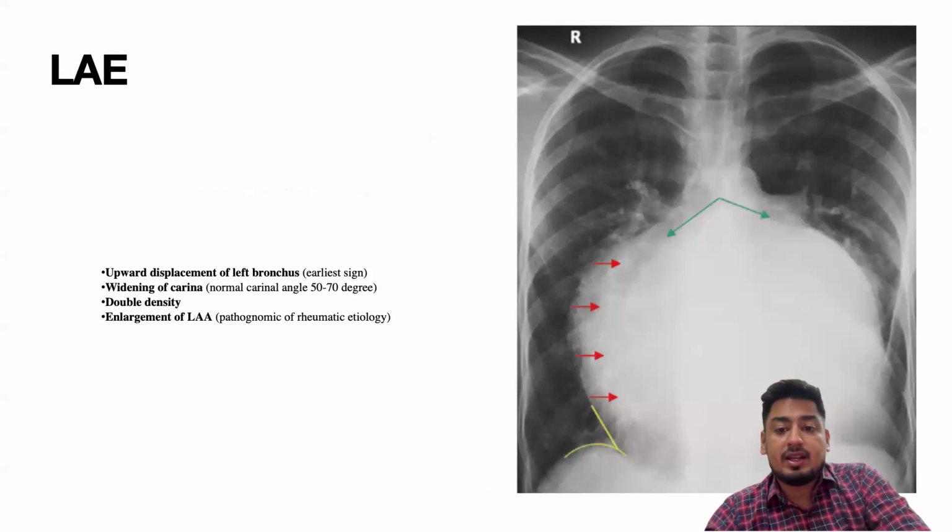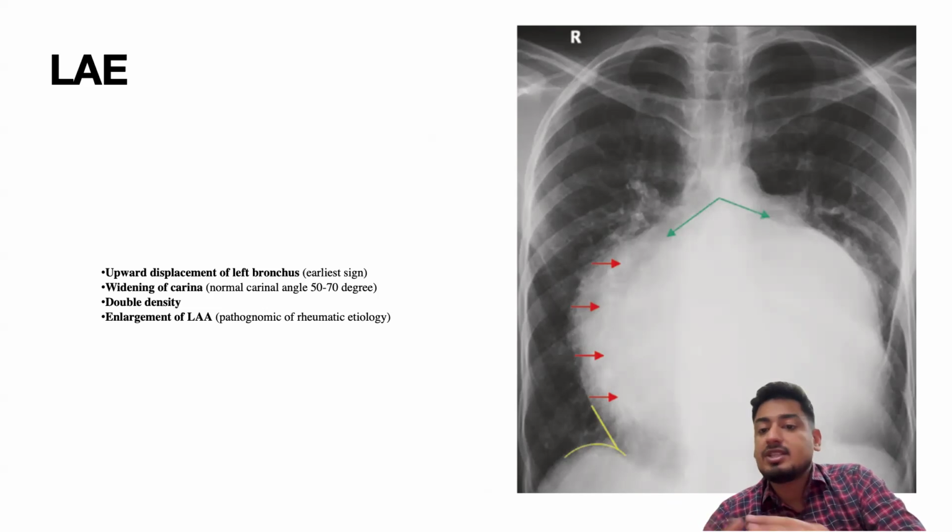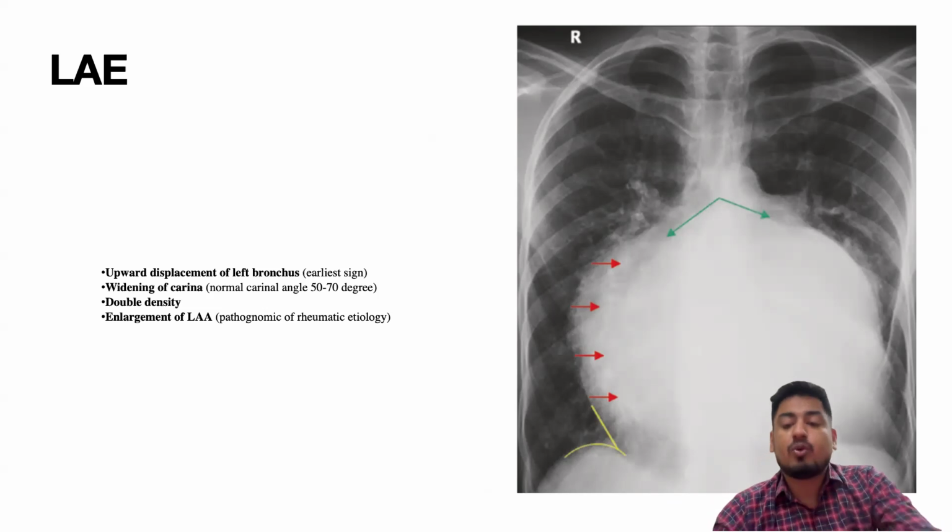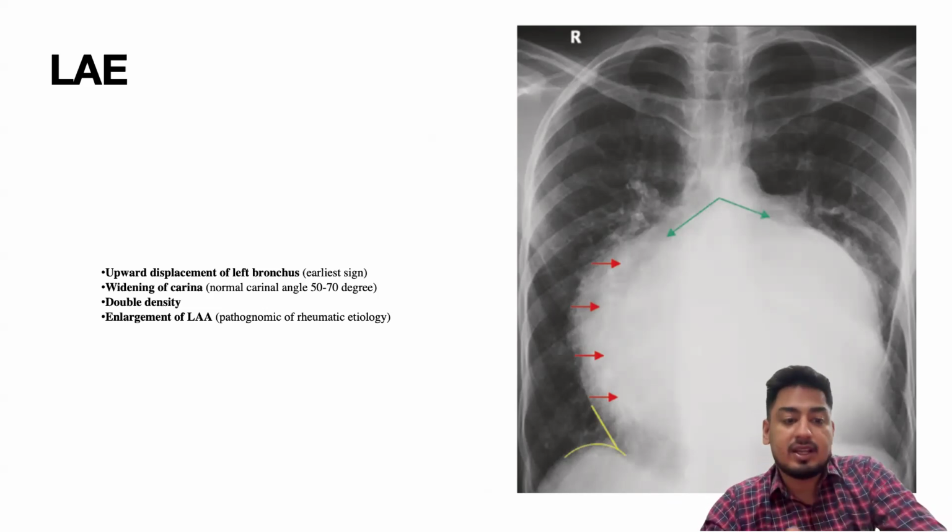So, how to tell LA enlargement? One thing is there is upward displacement of the left bronchus, because LA lies just below the bronchus. So there is upward displacement of the left bronchus, as we can see here, and it is the earliest sign. Then, because of the upward displacement of the left bronchus, the carinal angle is widened. Normal carinal angle is 50 to 70 degrees. If it is more than 70 degrees, then it suggests LA enlargement.